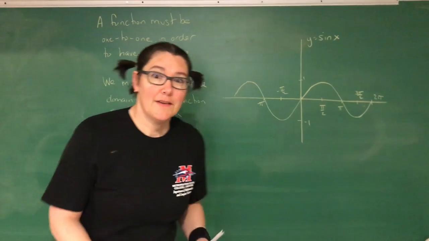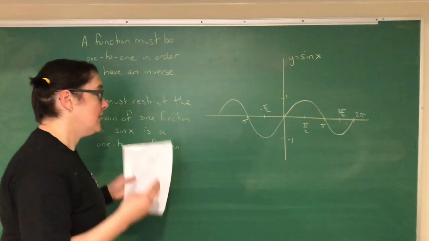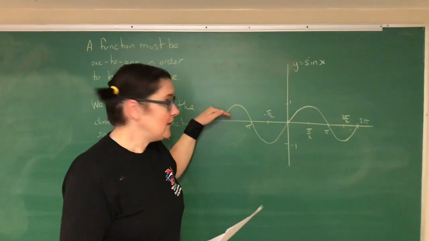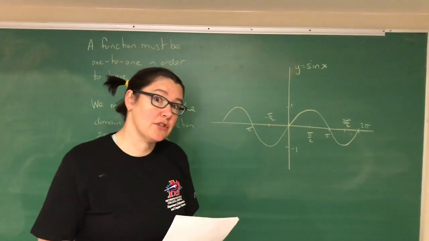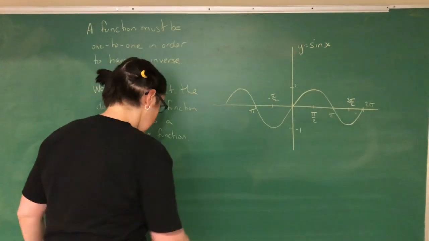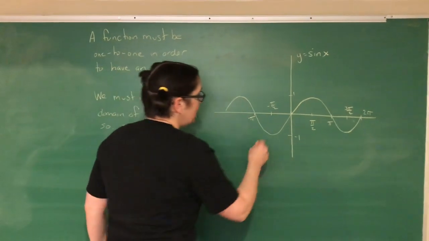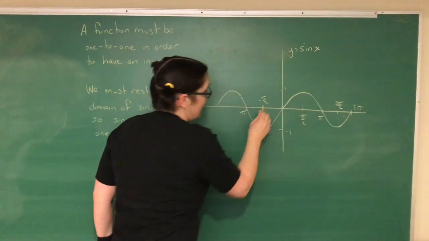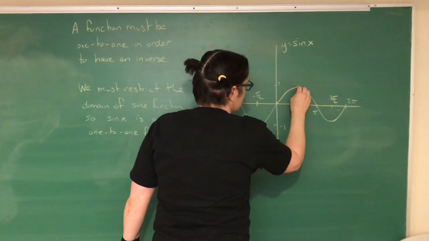All right, so we have our sine function drawn here now, and again, this sine function does not pass the horizontal line test. I can draw a horizontal line and it crosses the function more than one time. So we need to restrict the domain. We're going to cut off this function. And the way that we're going to choose to cut off this function is we are going to look at x values that start at negative pi over 2 and end at positive pi over 2.